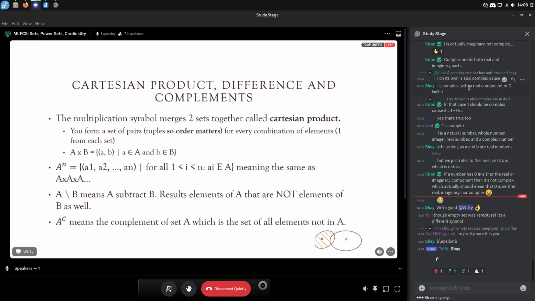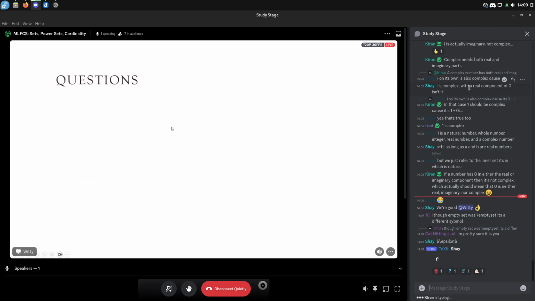They can be anywhere else. They could be in any other set or in the universal set. It doesn't matter. As long as they're not in A, they're included in the set complement of A. And yeah, that's Cartesian product, difference, and complements.